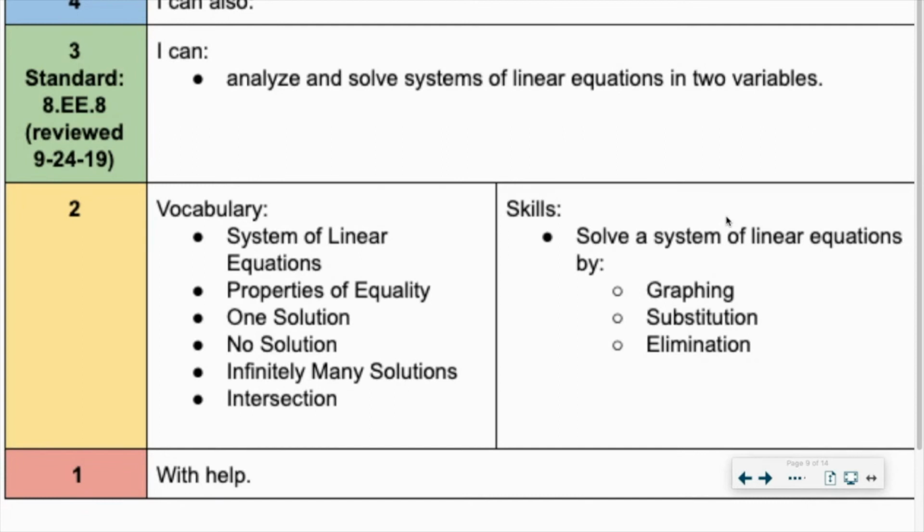Again, the standard AEE8, we're going to solve systems and analyze them in two variables. Now, notice it doesn't say how to, but what today you can put a little check mark on, we're working on the skill of solving systems by graphing, which when we come to assessment or times like that, you'll see where you have to solve some by graphing. But other times, it's just going to say solve, and this is one of the methods. We've talked about the vocabulary system of linear equations and how we have one solution and the intersection, so you can cross all those off as we're working our way to this standard.